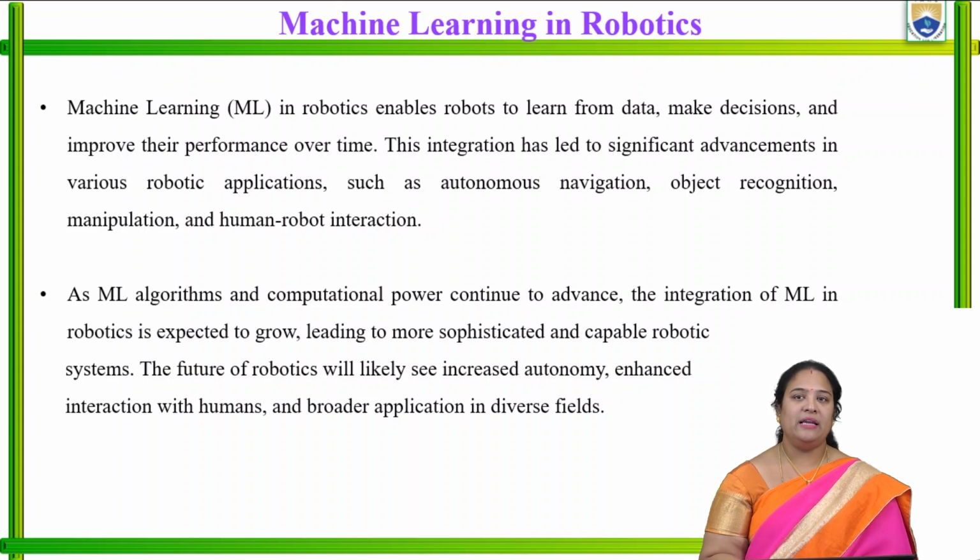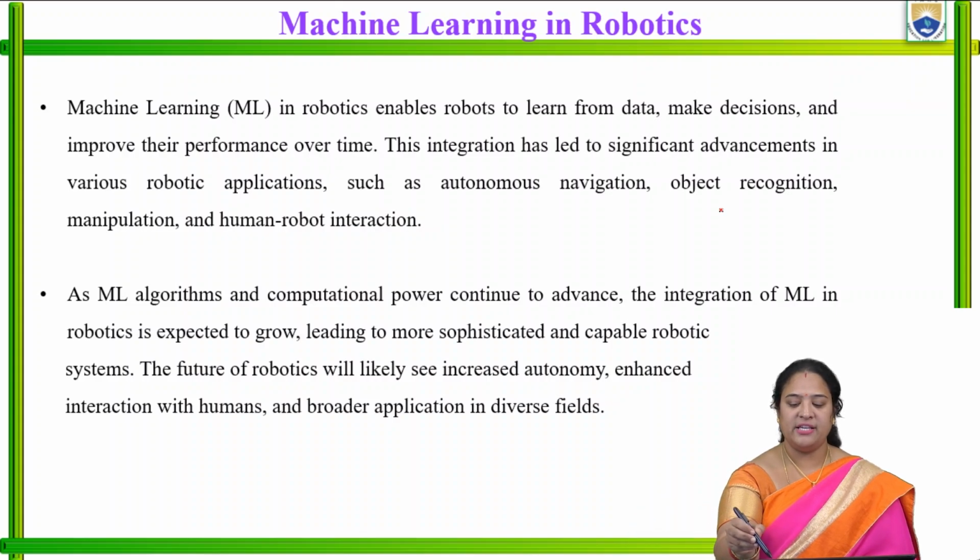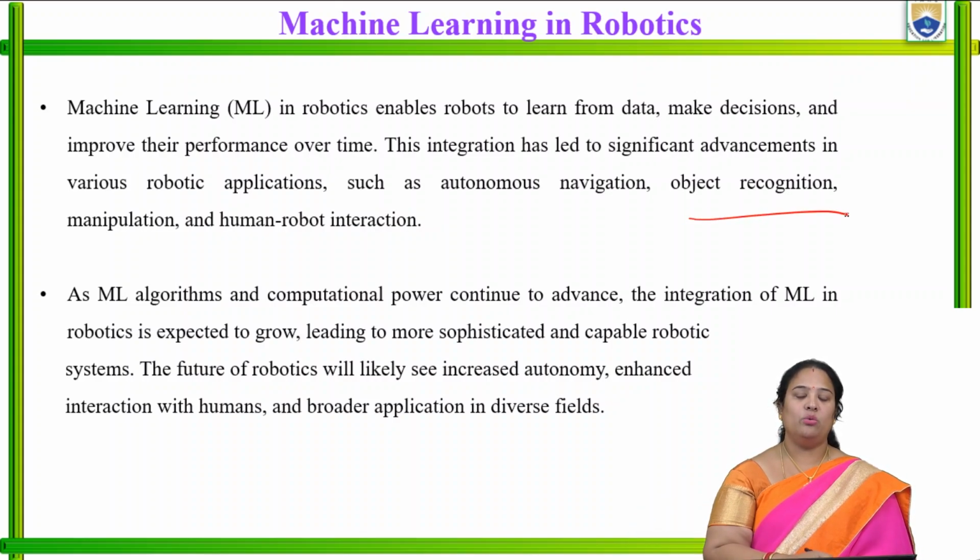Now, this integration has to be done based on the significant achievements in robot applications such as autonomous navigation, object recognition, or human-robot interaction. Human-robot interaction is very important, and machine learning plays a vital role there. Whether we need to recognize an object, do a manipulation, or handle autonomous navigation, machine learning plays a very important role.